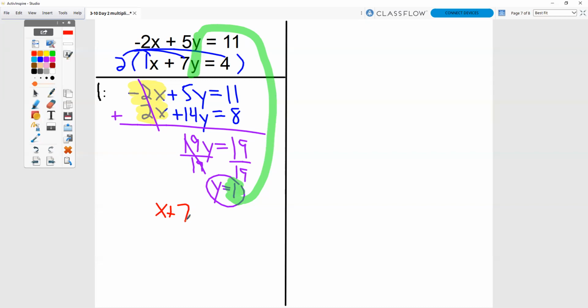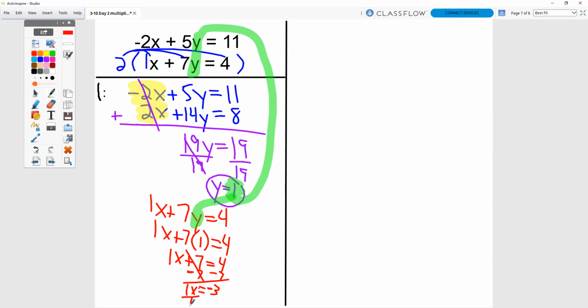So I'm going to sub it into x plus 7y equals 4, or 1x, if I want to put the 1 there. So 1x plus 7 times 1 when I go to sub it in, equals 4. 7 times 1 is 7. So 1x plus 7 equals 4. Minus 7 minus 7. So I have 1x equals negative 3. Divide by 1, and I get x equals negative 3. So my final answer is negative 3 and positive 1.